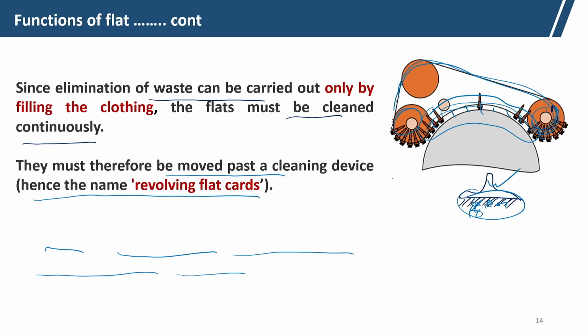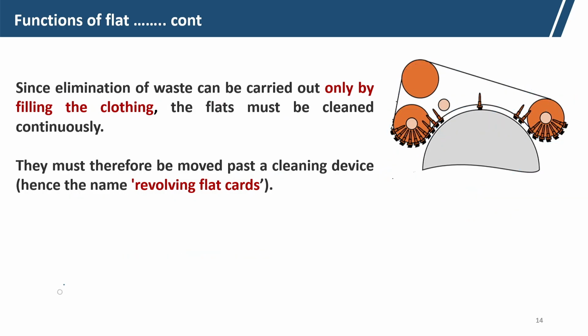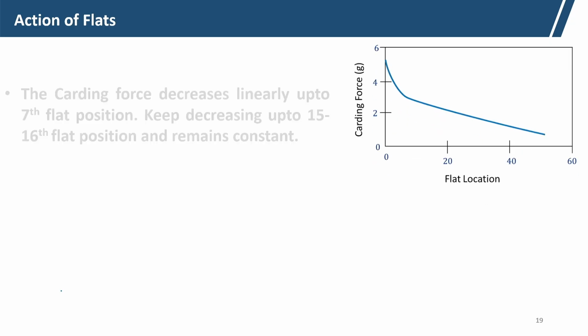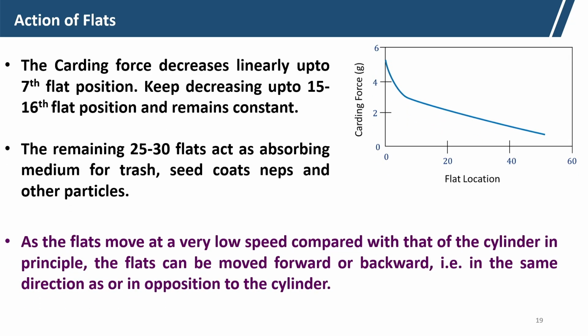Now, this is the cylinder, and suppose the cylinder is moving in this direction. The flat can move in this direction, that means forward moving, and the cleaning can take place at this position. Then when it comes back again, a clean surface is presented at the licker-in side. So it can move in both directions.